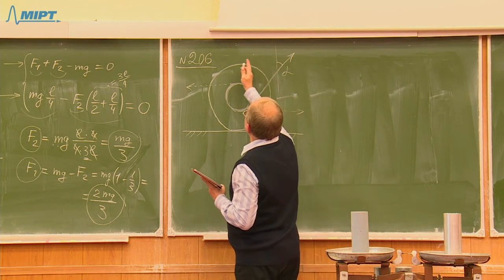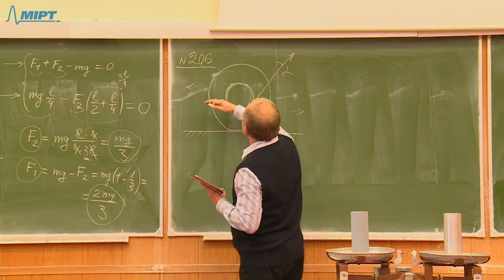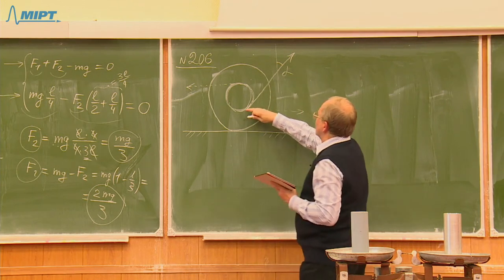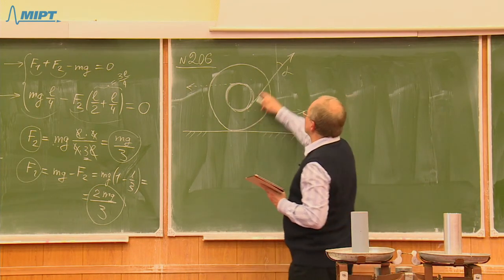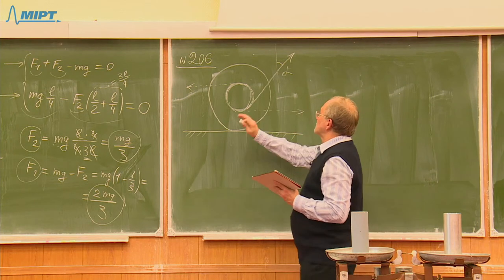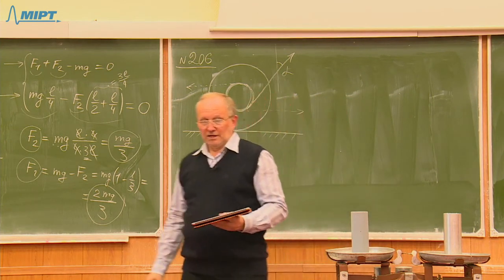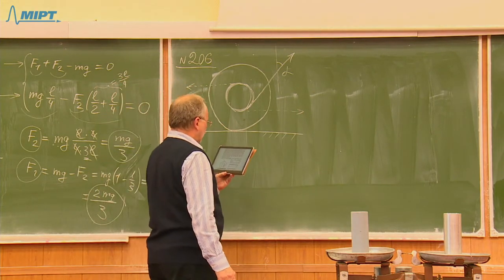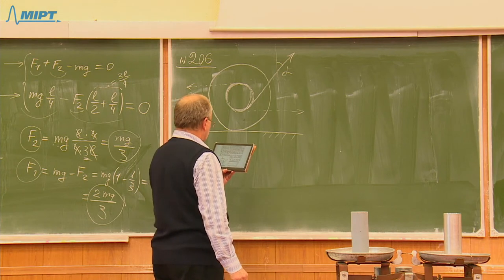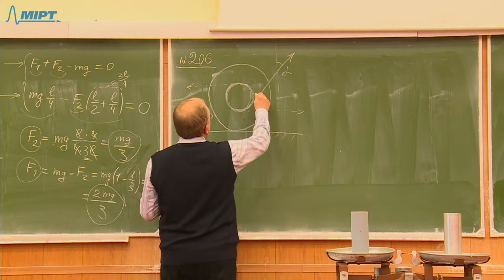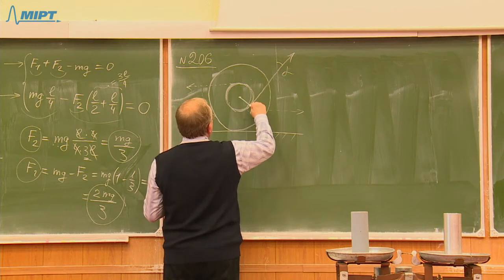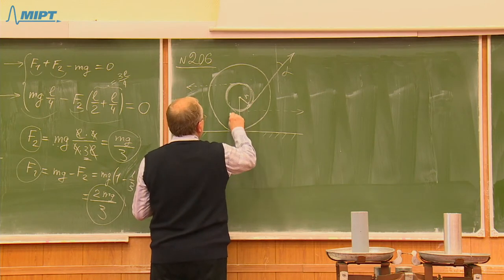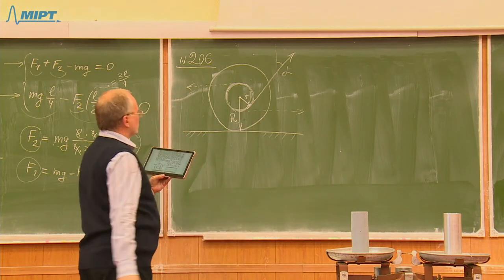If we change this angle to the left, then the spool will go to the left. If we change this angle to the right, then the spool will go to the right. But in this particular position, the spool will not move. So we have to find this angle at which it does not move. The problem also gives the radius. It gives the small radius r, and it gives the large radius capital R of the spool.